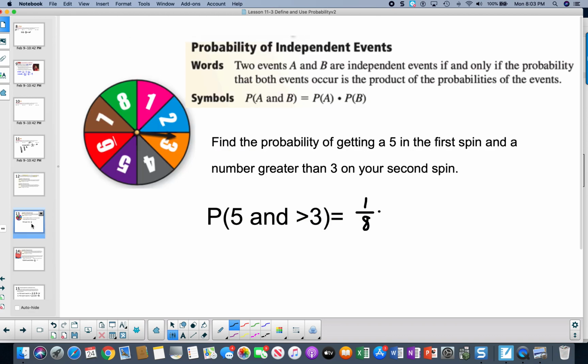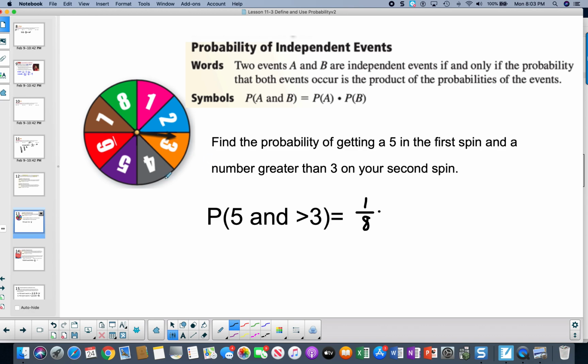Let's look at the first example. Here is a spinner, and we would like to find the probability of spinning a 5 and then spinning something that's greater than 3. Okay, these are what we call independent events. So spinning the first time and spinning the second time don't depend on each other.